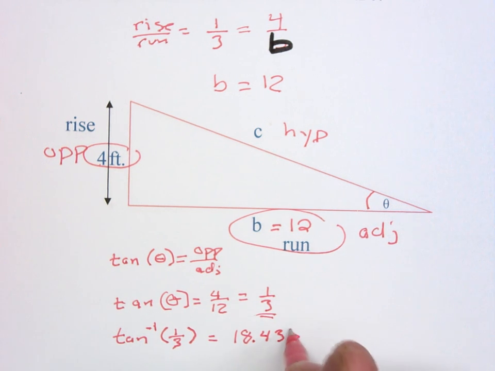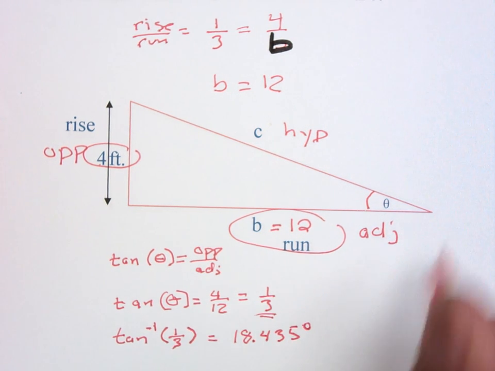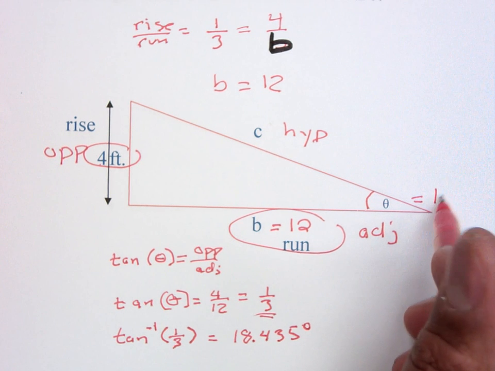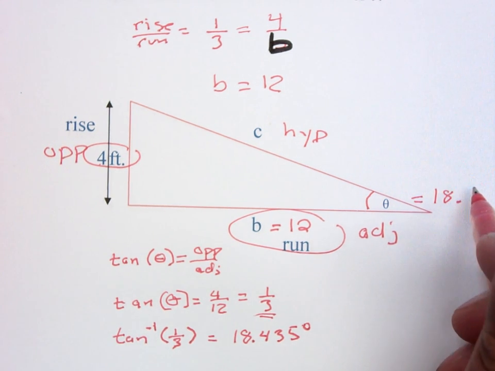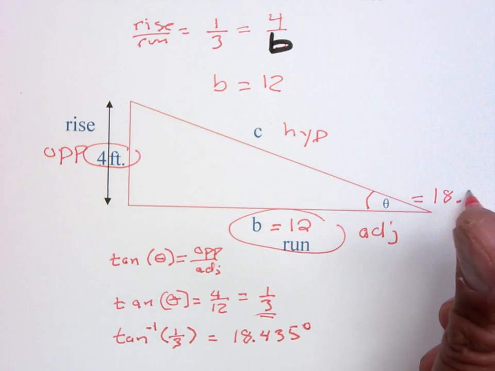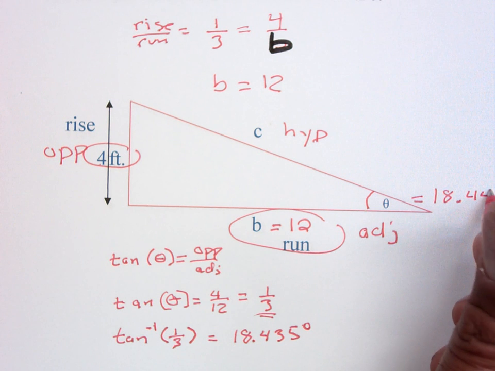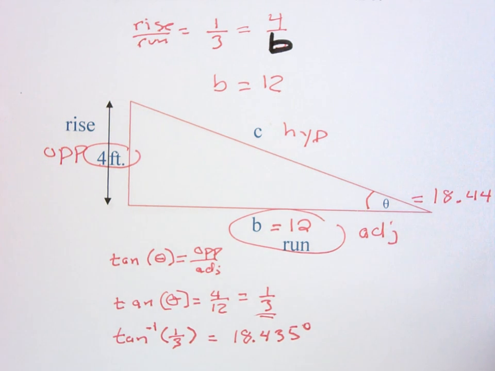18.435 degrees. And let me write that here. Theta equals 18.435 degrees. We could call it 18.44 if we want. Okay? 18.44 degrees. That over just a little bit.